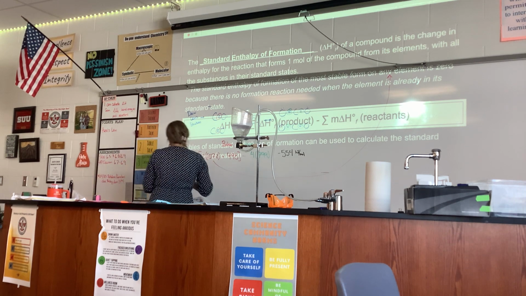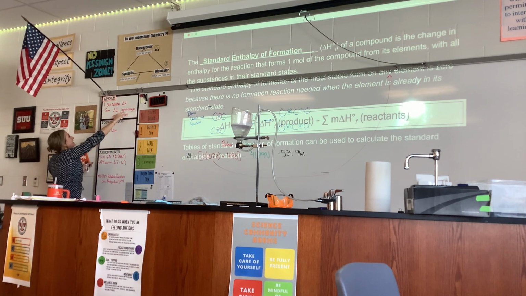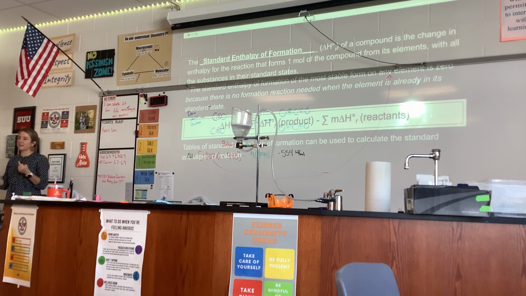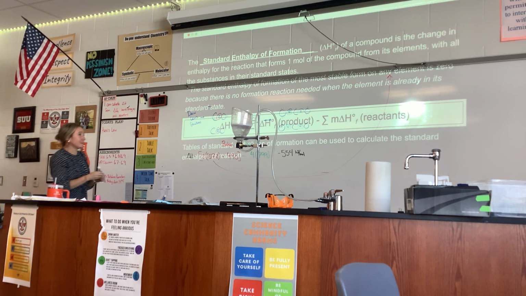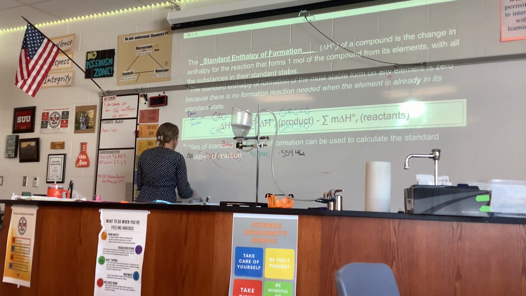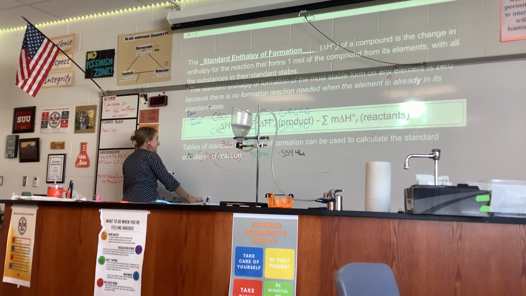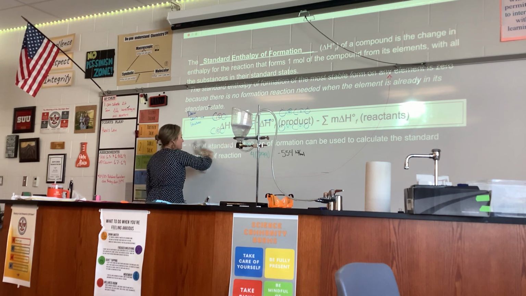Okay, so we just did this method for calculating delta H from bond energy. So that's what that means: finding delta H from bond energies is using bonds broken minus bonds formed. All right, let's move on to our next method, which is using this thing known as a delta H of formation.